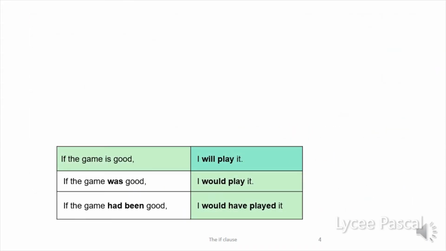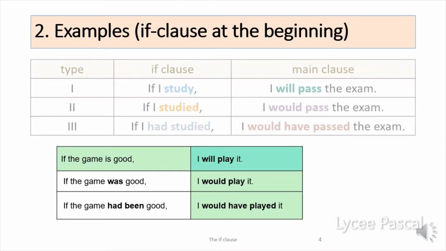For example, if the game is good, this is the first type conditional, which tells about the future. If the game is good, I will play it. In order to tell about the unreal present, if the game was good, do we use was? No, we use were. If the game were good, I would play it. In some books you're going to see was, but in reality we always use were. If the game had been good, this is the third type conditional, I would have played. These are examples of the if conditional.